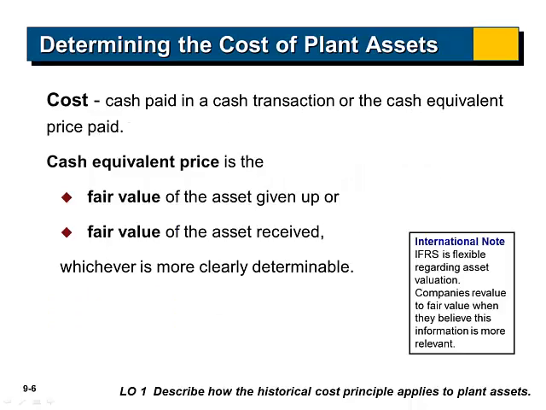So like I said, the cost is the cash paid in a transaction or the cash equivalent price paid. And the cash equivalent price paid is the fair value of the asset given up. So if you walk in to try to buy a delivery truck, but you've got an old delivery truck that you are using as a trade-in, so you're not paying cash for the new truck in total, you need to record the cash equivalent price of the fair value of that truck that you're trading in, or the fair value of the asset received, whichever is more clearly determinable.